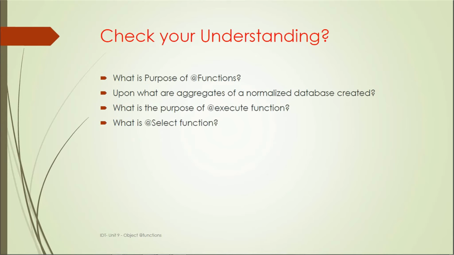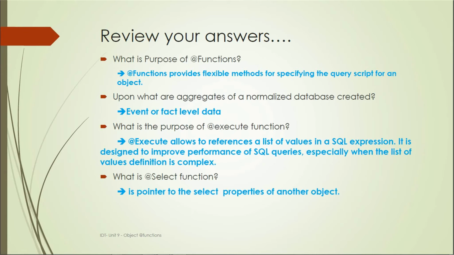We will be seeing this practically. Let's review whatever we have covered. What is the purpose of functions, what are aggregate tables of a normalized database, what is the purpose of the add execute function, and what is the add select function. The purpose of functions is providing flexible methods for specifying query scripts. Aggregate tables are created based on the event or fact level table. The add execute function allows referencing a list of values in a SQL expression, so it is used to improve performance. And the add select function points to the select properties of another object.